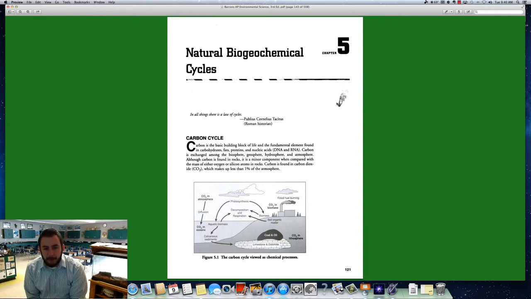First of all, carbon is the basic building block for all life forms. It makes up carbohydrates, fats, proteins, and nucleic acids, and there is a big exchange amongst all the different spheres: the biosphere, geosphere, hydrosphere, and atmosphere. Carbon is found in rocks, though it is a very minor component by mass compared with oxygen or silicon. It is also found as carbon dioxide, which makes up less than 1% of the Earth's atmosphere. We'll come back to this image in just a second.